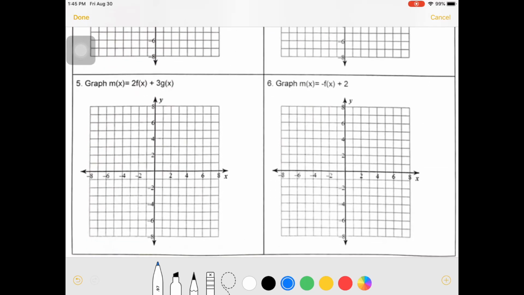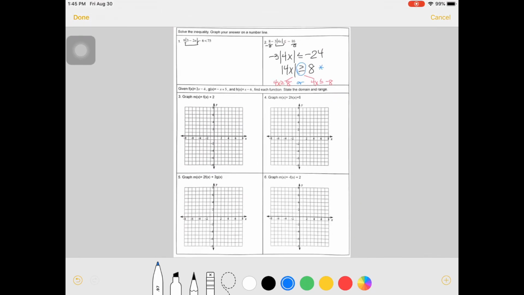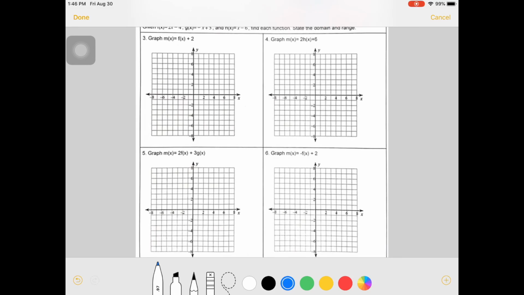This next section is from day 2. This is where I had you graph different functions where I did an operation to it. So for example, if we look at number 4, oopsies.